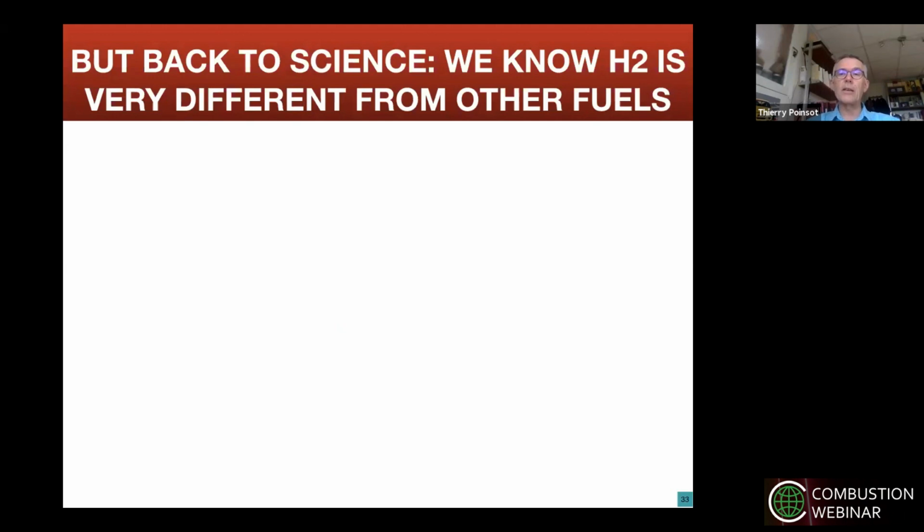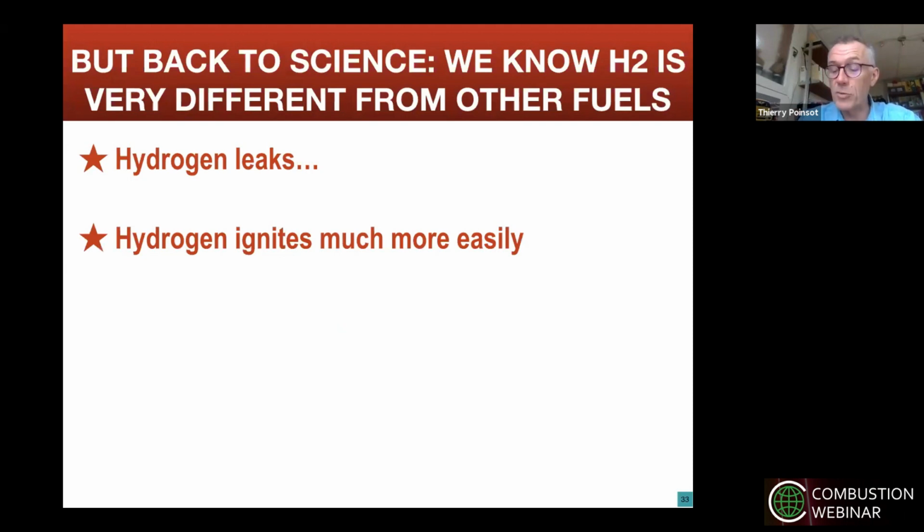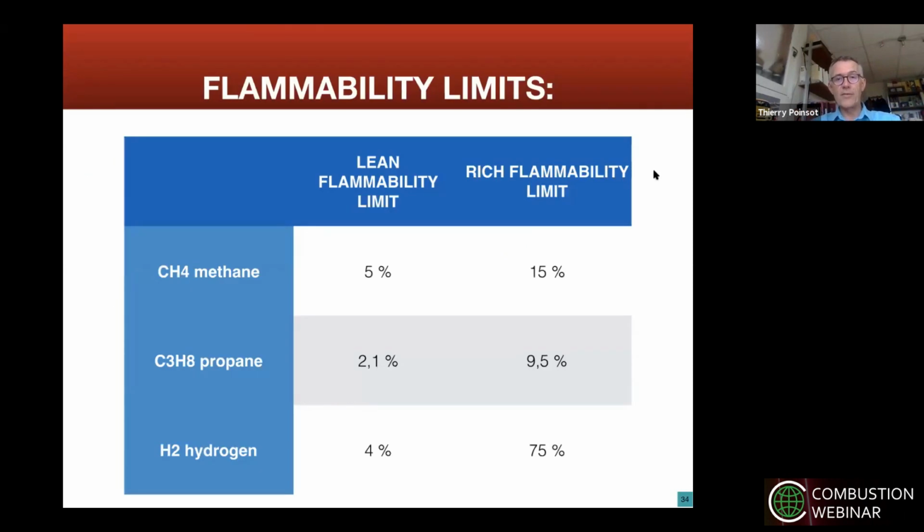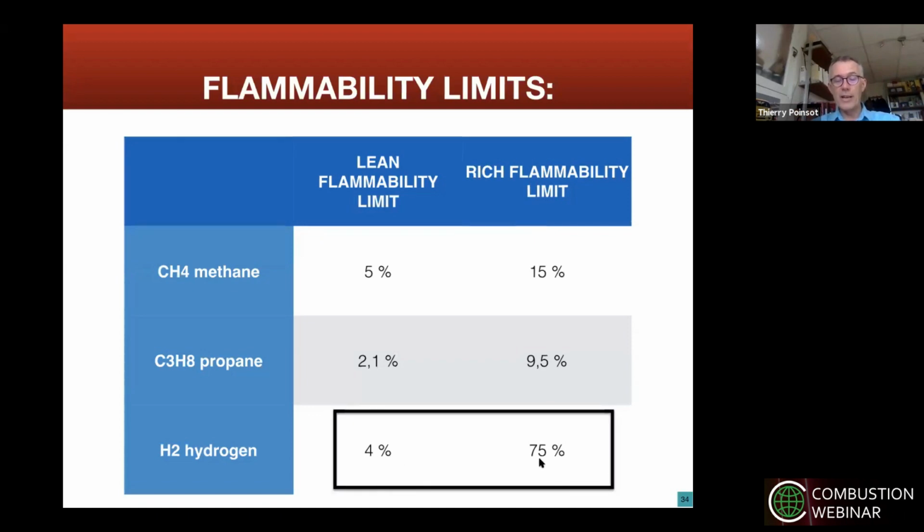Okay, now if we accept that there is a path here for hydrogen, you know that if you work in combustion, there are different problems with hydrogen. Hydrogen leaks, hydrogen ignites extremely well, hydrogen burns extremely fast, and hydrogen explodes. That's a lot of small problems. Flammability limits first. Those are the lean and the rich flammability limit for different gases, and you recognize that hydrogen ignites extremely well, okay? So in terms of safety, it is a problem.